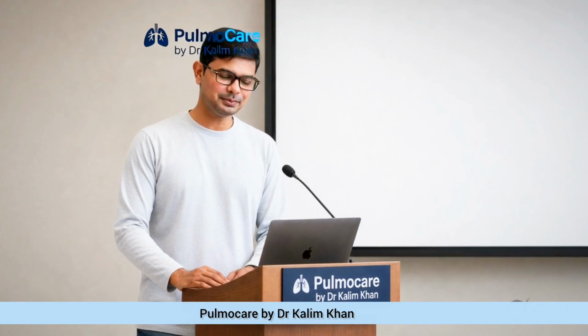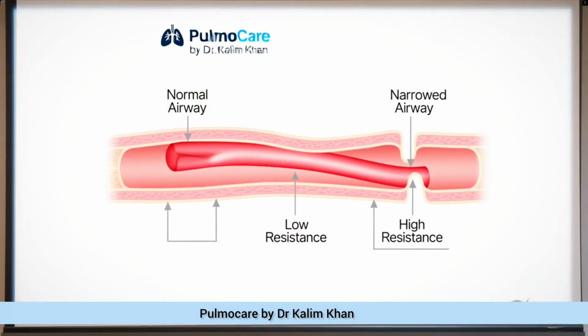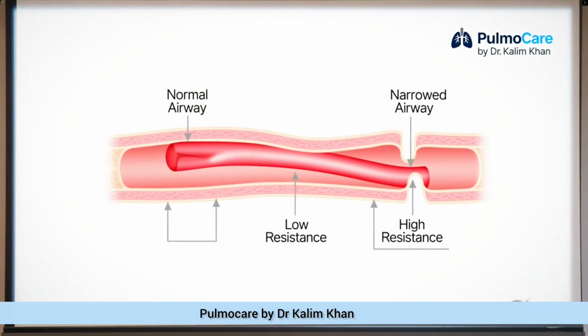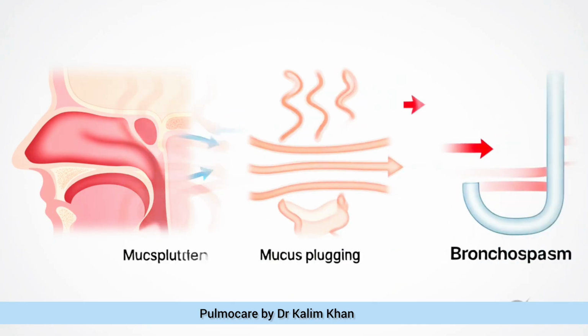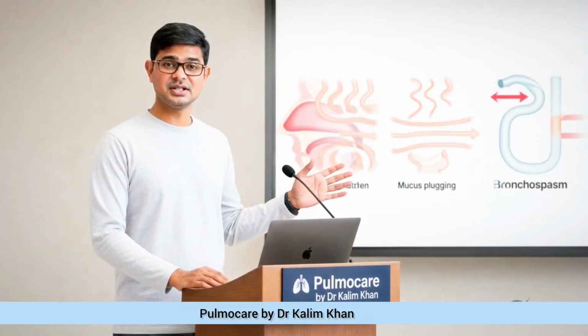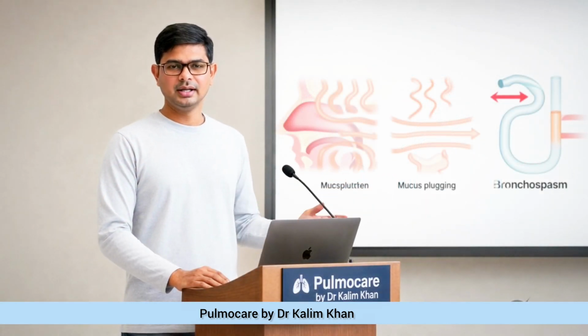Another important concept is airway resistance. Airway resistance is the opposition to airflow within the respiratory tract. The narrower the airway, the greater the resistance. Conditions such as asthma, COPD, mucus plugging, bronchospasm, or a kinked endotracheal tube increase airway resistance, making ventilation more difficult. This makes ventilation more challenging in clinical practice.